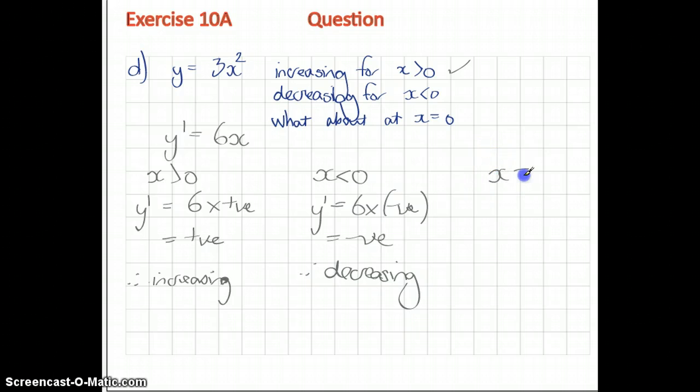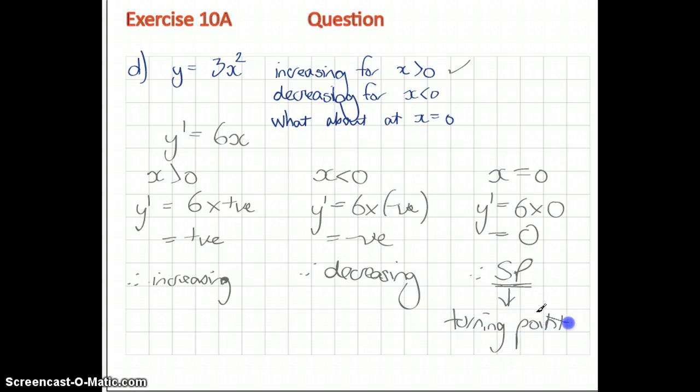Then we look at x equals 0, because at x equals 0 it's not positive and it's not negative, so we have to look at that case separately. And we get that y dash equals 6 times 0, which is of course 0. So therefore it's a stationary point at this point. Furthermore, we can see that because it's increasing on one side and decreasing on the other, this is actually a turning point.